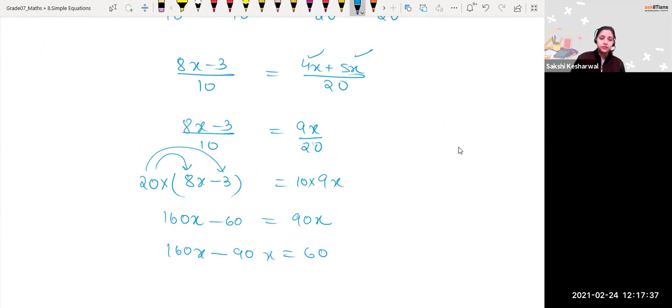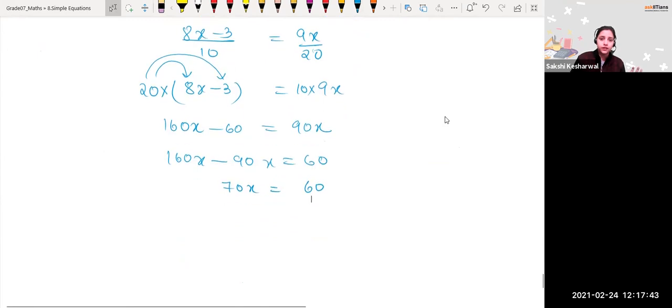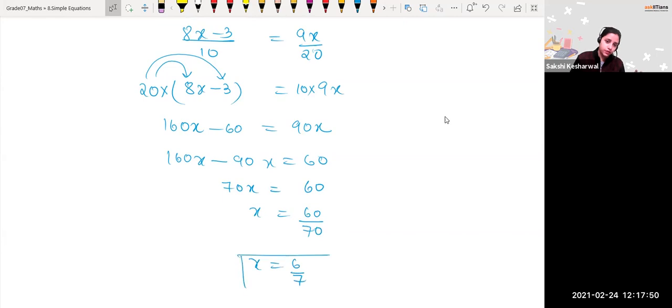Okay, you have 70x is equal to 60, right? So you have x is equal to 60 divided by 70. So x is equal to 6 by 7. This is your answer.